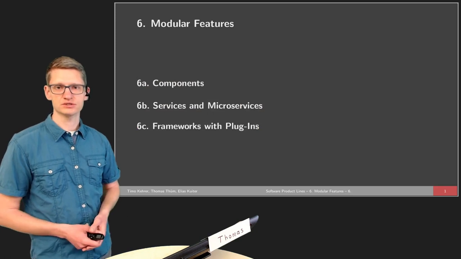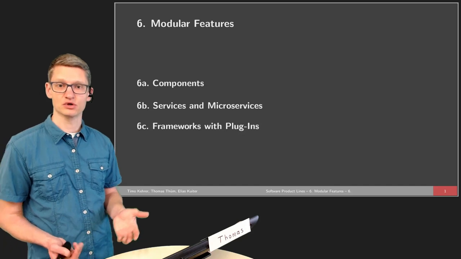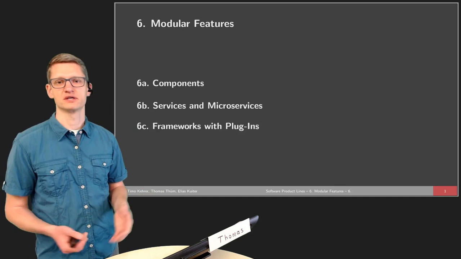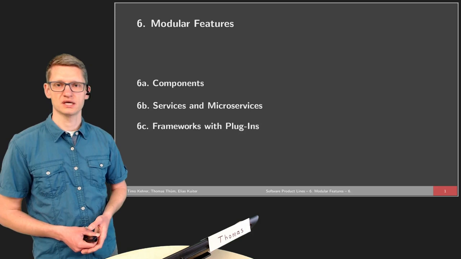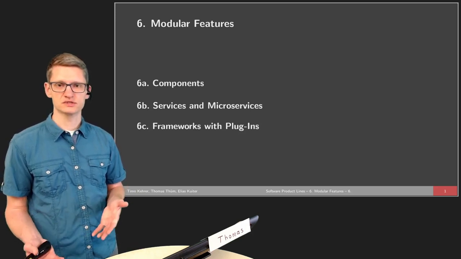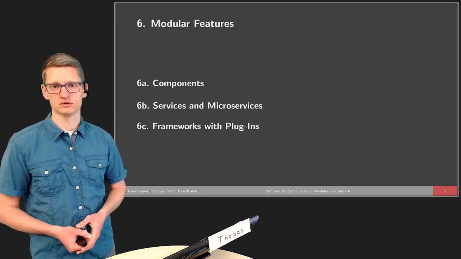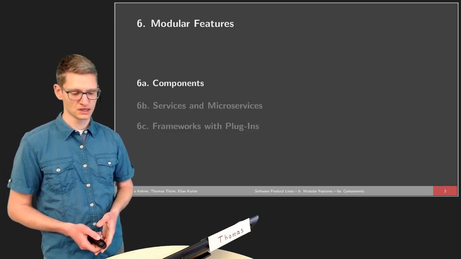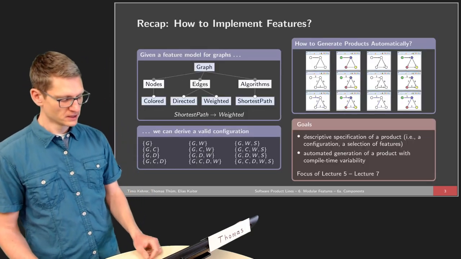So this lecture is again divided into three parts. In the first part, we will talk about components. Component is a very common concept in software engineering for many years, but we will see how components can be used for product line implementation. Then we will look at services and also the hype topic microservices. And in the last part, we will talk about black box frameworks, which can be implemented in terms of plugins. So let's dive in, and we will first talk about components.